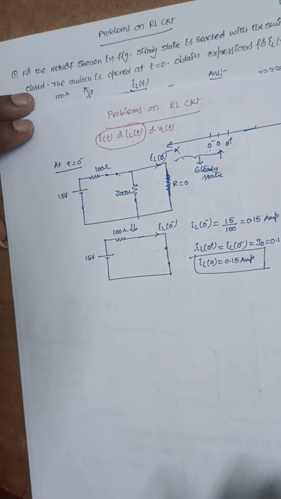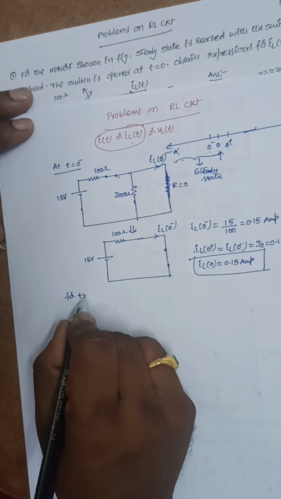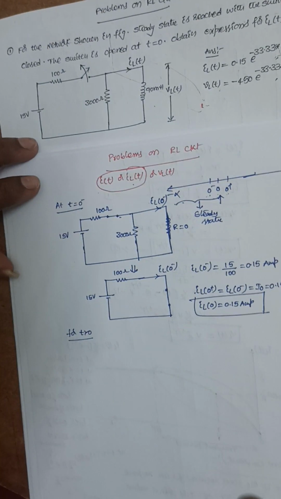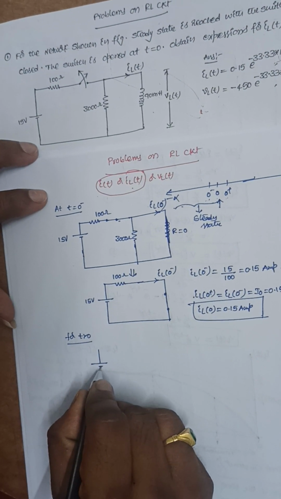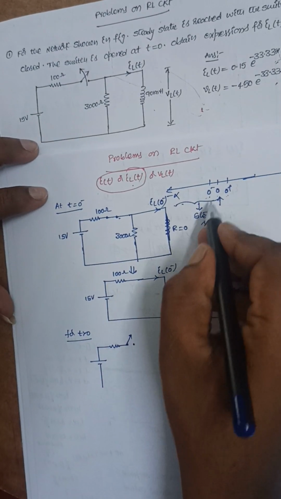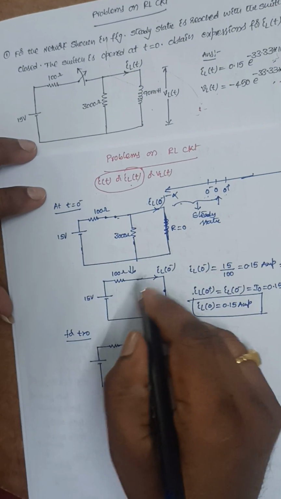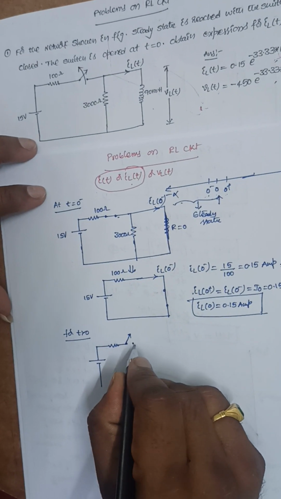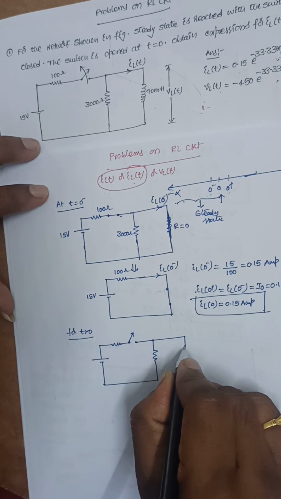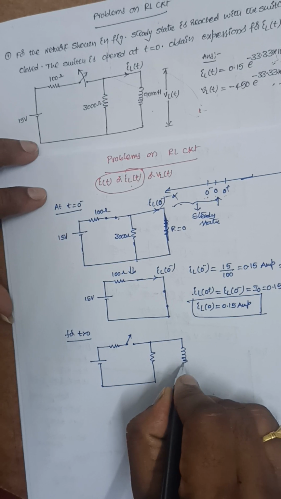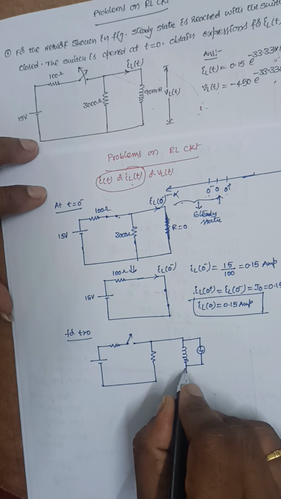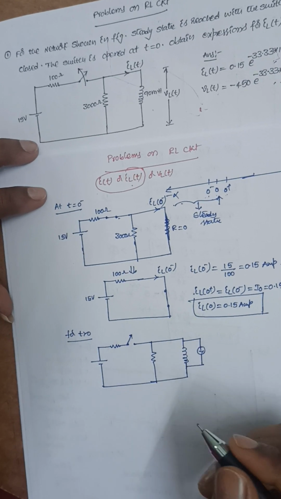Next, for t greater than 0, I'm going to draw the circuit here. Now the switch is open, because at t is equal to 0 the switch is opened. So for t greater than 0, the switch is open, and this circuit will become like this. This is the inductance and this is the current flowing through that inductance. We can replace that inductor circuit like this.